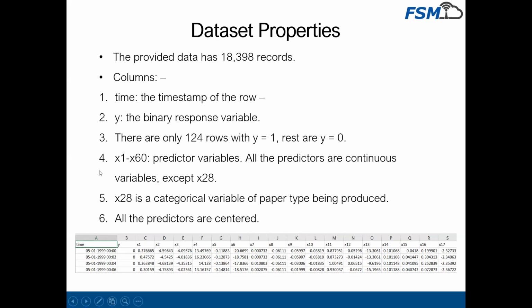It is all related to the motor parameters and other things that have been measured. These predictor variables have already been centered, and only x28 is a variable of categorical nature. All of them are numeric in nature. So x28 is a categorical variable which represents the type of paper being produced. All right, I will move forward.